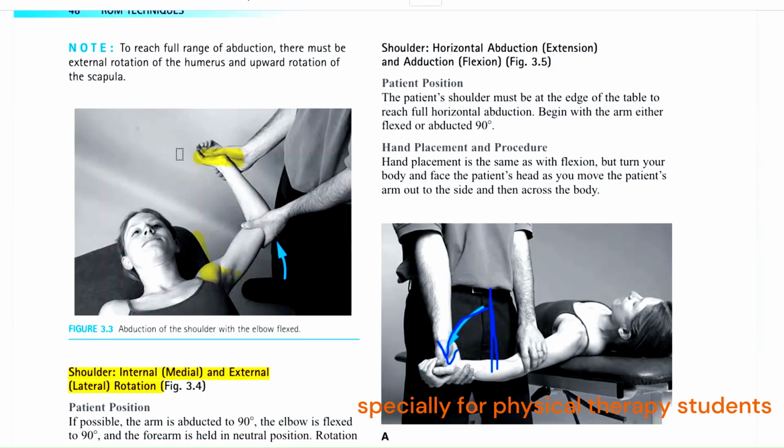The patient is in a supine position, basically at the edge of the bed. One hand is on the distal end of the humerus, or in easier wording, above the elbow. You stabilize above the elbow with one hand, and the other hand is on the patient's wrist.